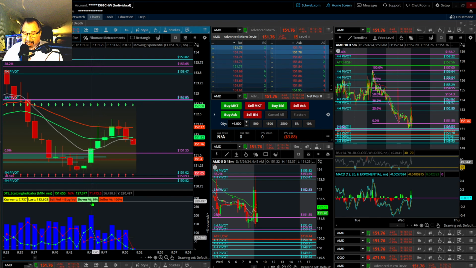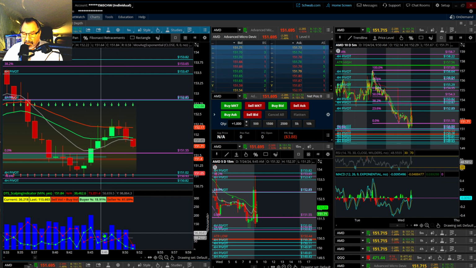This represents the buyers inside the candle. This represents the sellers inside the candle. So green buyers, red sellers, blue volume. It's taking three bits of information and putting it all in one.